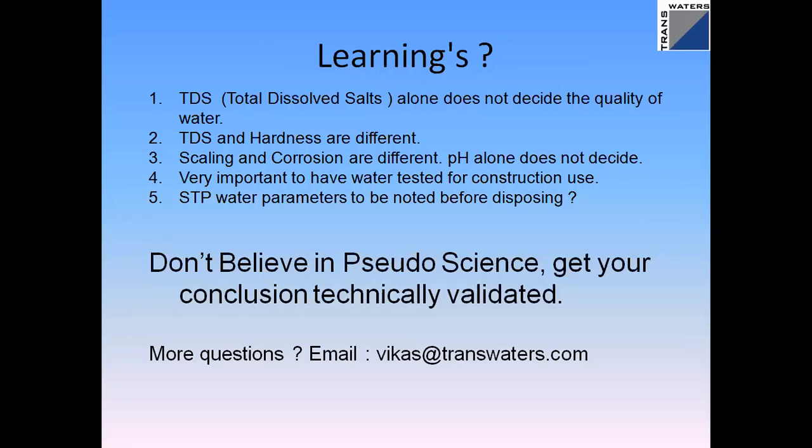pH alone does not decide corrosion. That also we learned. It is very important to have water tested for construction use. We have to get the water tested before we use that water even for construction. STP treated water parameters are to be noted before disposing because of the new norms which are there. We need to get the water tested for these parameters to know what contaminants are in the water. So I would like to conclude by saying don't believe in pseudoscience, get your conclusion technically validated.